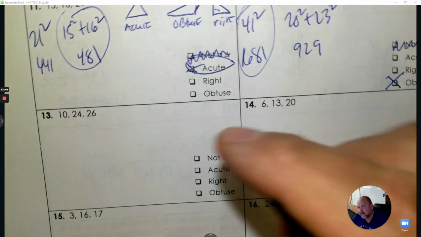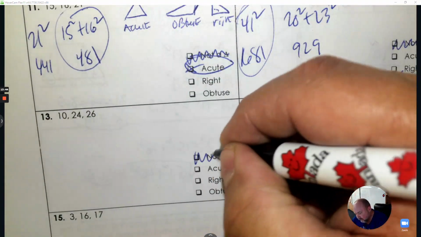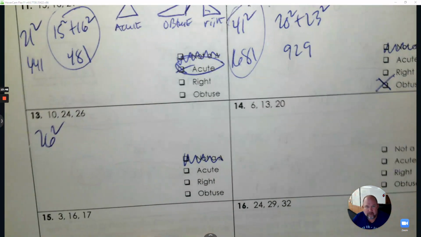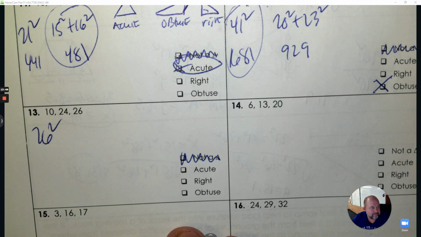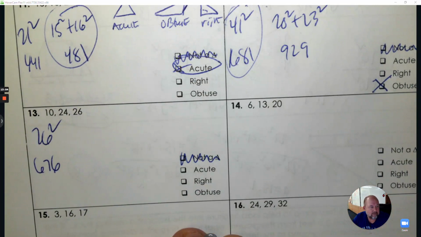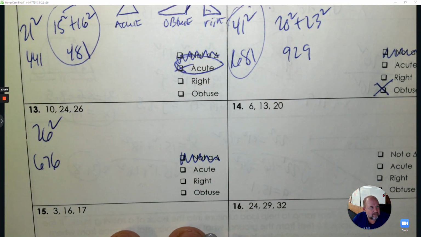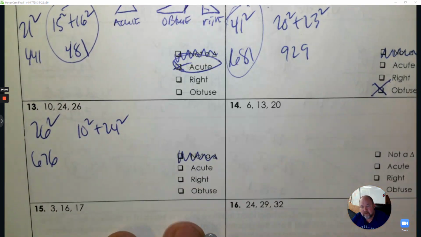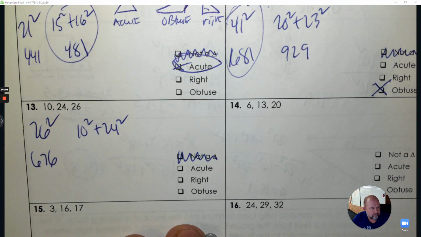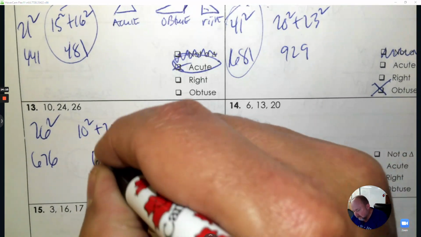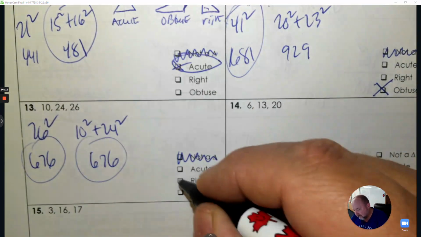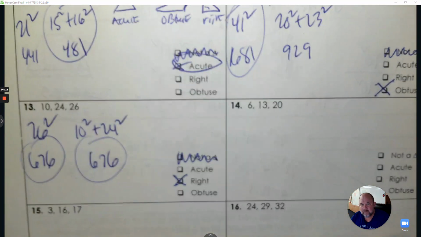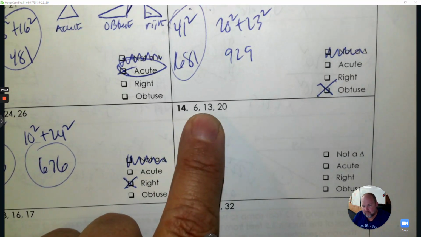13. 10 plus 24 is bigger than 26. So it is a triangle. Take the biggest side and square it. That's 676. Then take 10 squared plus 24 squared and see what that equals. So 10 squared plus 24 squared, 676. They're equal to each other. That means it's a right triangle. That's how it works.